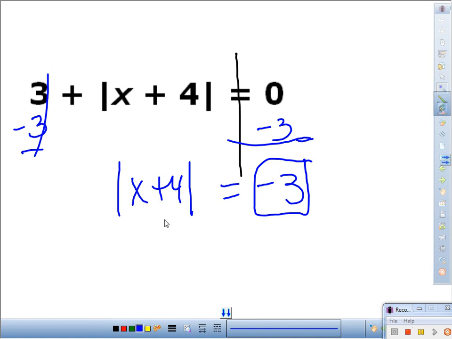So question. What did we say absolute values were? Distances, right? And they're always in what? Positives. But here we have a distance equal to a negative. Is that possible? No. Absolute values are always positive. So is this possible? Therefore, what can we conclude? No solution.